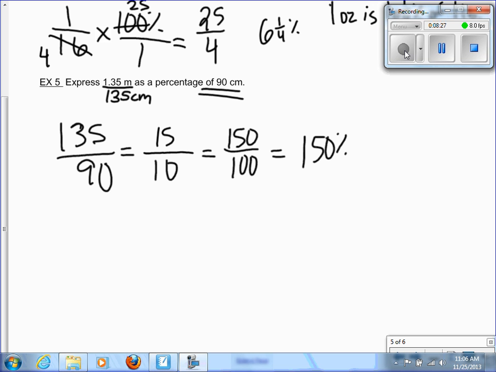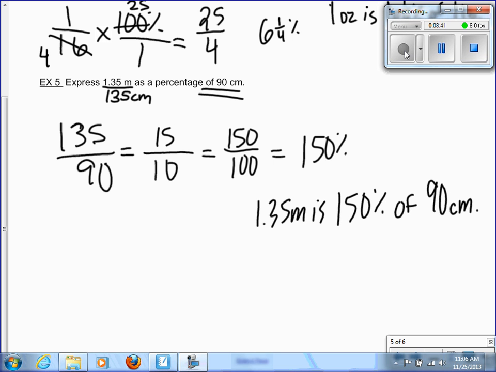Interesting. Okay, very good. So 1.35 meters is 150% of 90 centimeters. And that makes sense because it's greater than 90. So therefore it has to be greater than 100%.